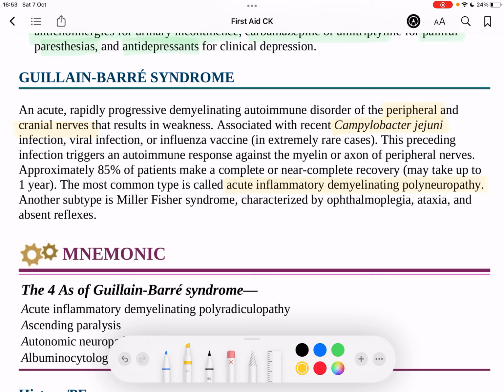There is another type called Miller-Fisher syndrome, and this is a type of Guillain-Barré characterized by ophthalmoplegia, ataxia, and absent reflexes. And the way I always remember this is by 3 A's. Ophthalmoplegia, I know it begins with an O, but it's got a very prominent A in it. So it's ophthalmoplegia, and then ataxia and absent reflexes. So just think of those A's and that triad should come to you.